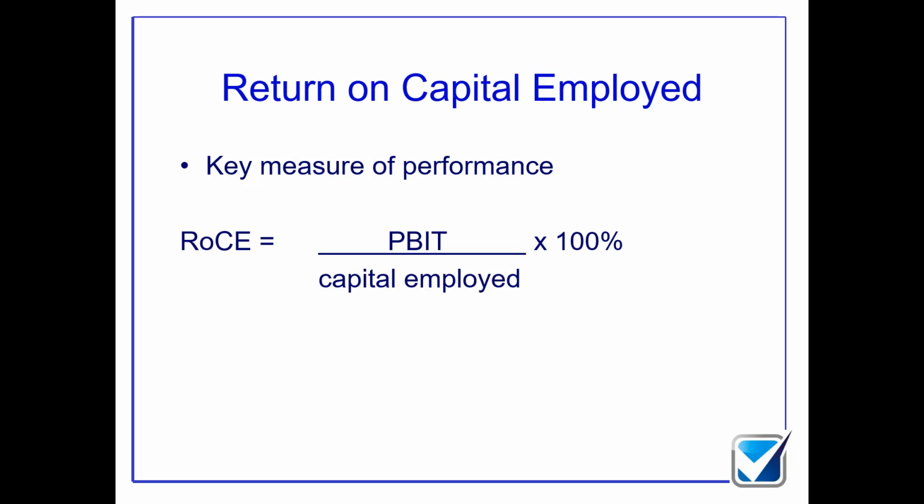It's then divided by the capital that I've used. The capital that I've used here will be the debt element plus the equity element. So I have to include all of my bank loans, I have to include all of my share capital and all of my retained reserves. Multiply all this by 100%, that'll give me a percentage figure.